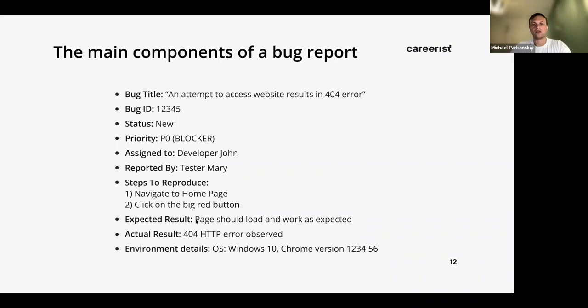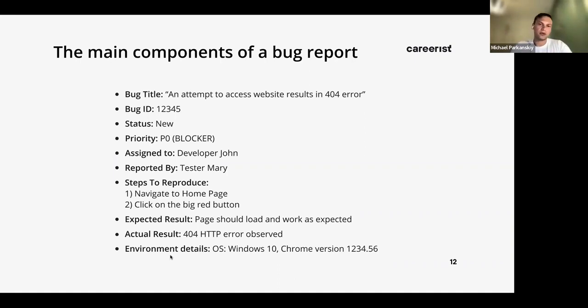Expected result is what you expected to see. So, when I tried to go to this website, I expected the website to load. Actual result is what you actually got, basically, when I went to the website, I got an error. Simple enough. Environmental details is what you use to see this bug, right?